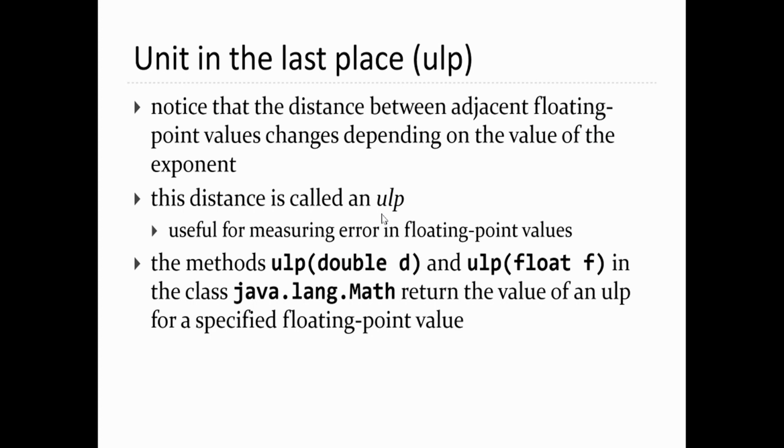So that distance is called an ULP, and it's useful for measuring error of floating point values. The Math class actually has a method called ulp, which will tell you how big an ULP is for that floating point value. In other words, it'll tell you the distance to the next floating point value. What is the distance from D to the next floating point value? What is the distance from F to the next floating point value?